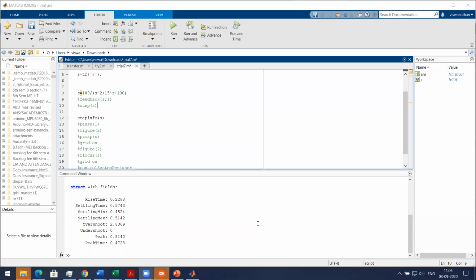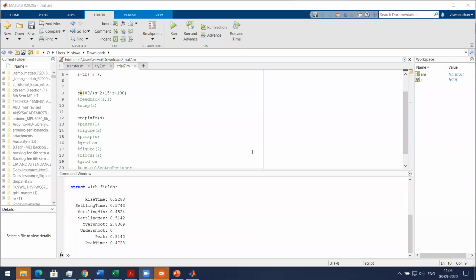So this is for the second order system. For a first order system, this doesn't apply. There will be something else that we'll discuss later. Any questions so far?